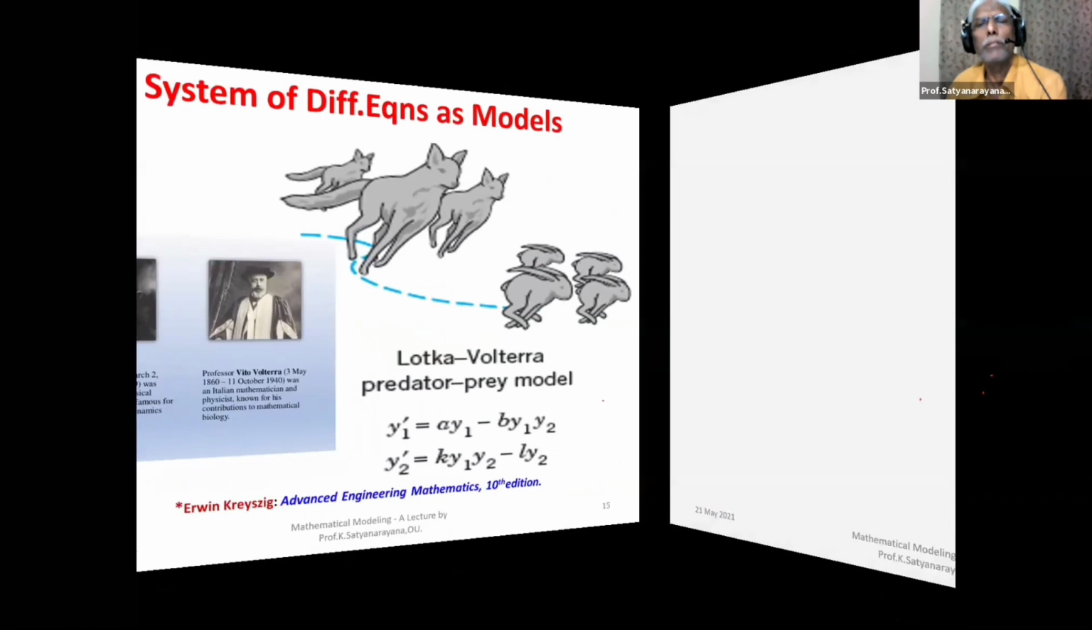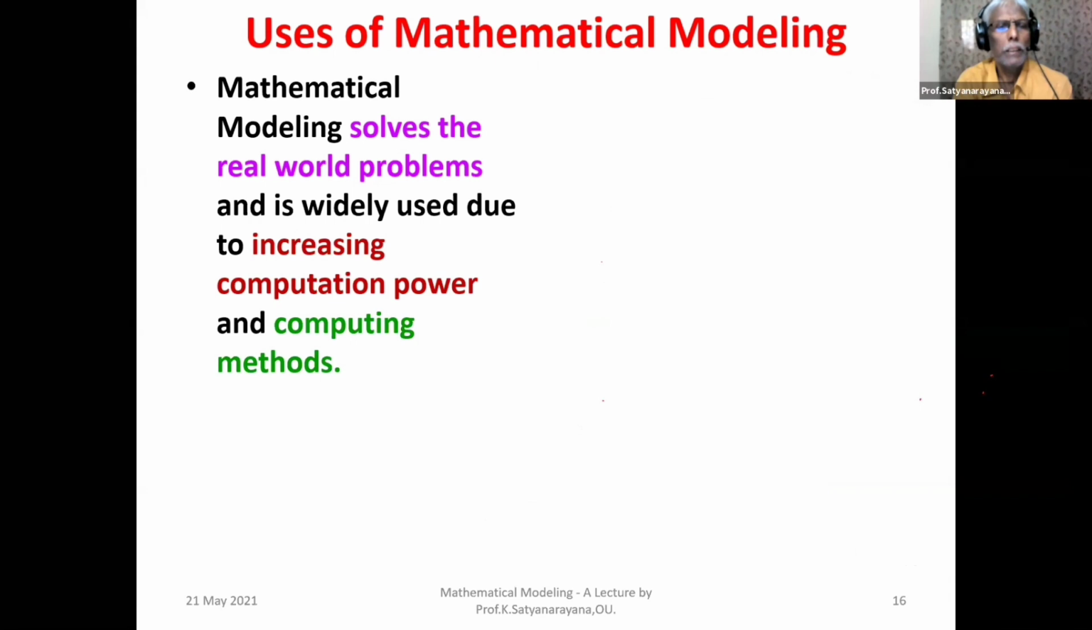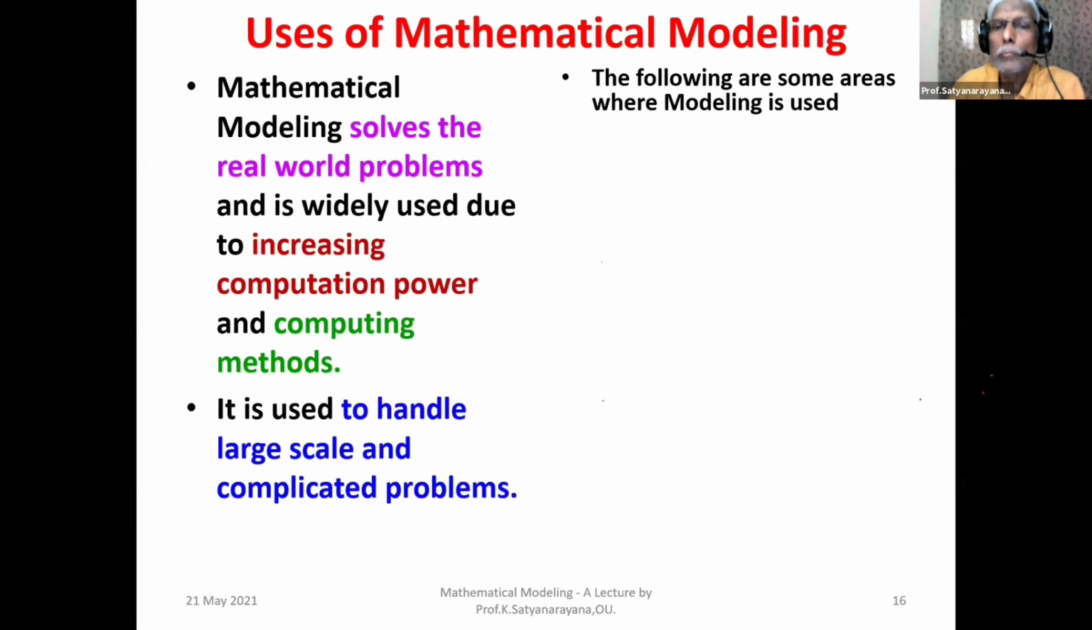What are the uses of mathematical modeling? Mathematical modeling solves some of the real world problems and is widely used due to increasing computation power, because we are getting very powerful computers and we are also getting computing methods. It is used to handle large scale complicated problems like weather forecasting. The following are some areas where modeling is used. First, we talk about COVID-19. If there is time, I will touch this and show you how to model COVID-19.